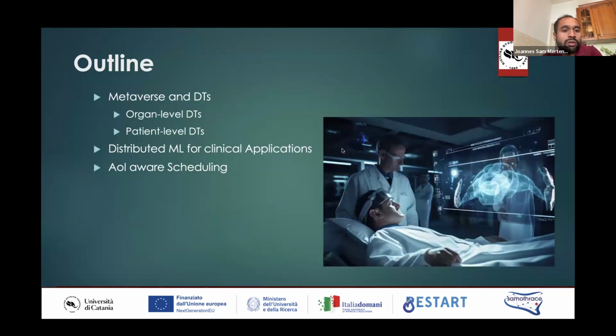So I will also talk about machine learning for this kind of clinical application, and how it's done in a distributed manner in hospitals, and in this case, in the case of the metaverse. And then finally, I will talk about a resource allocation problem.